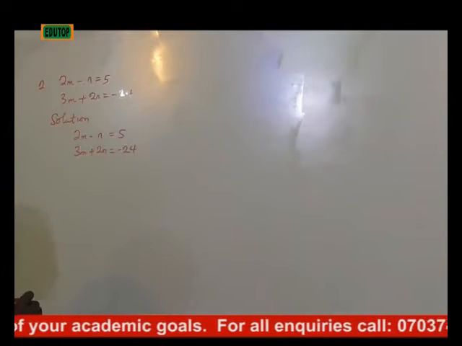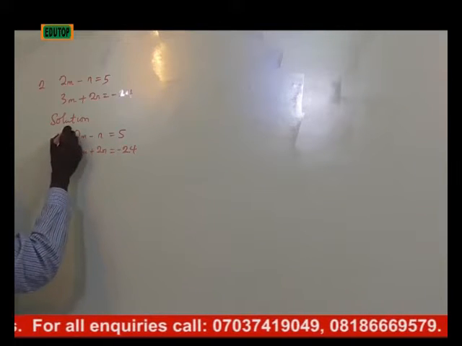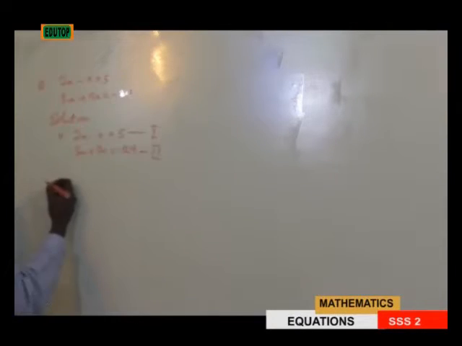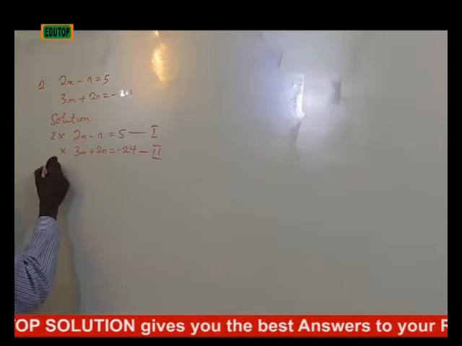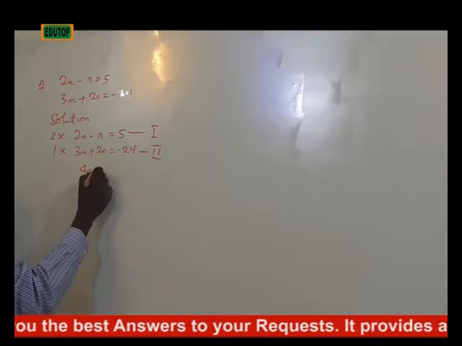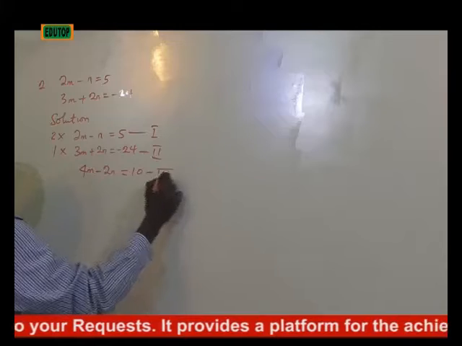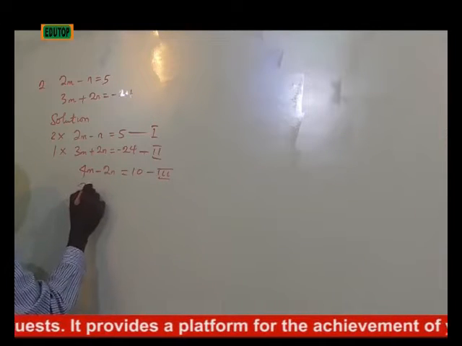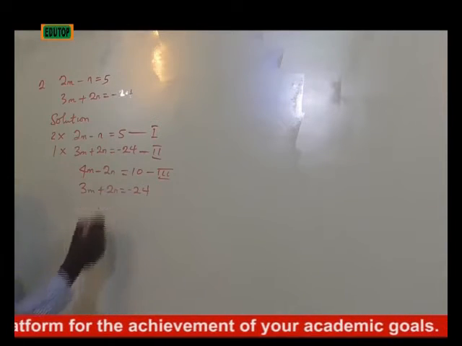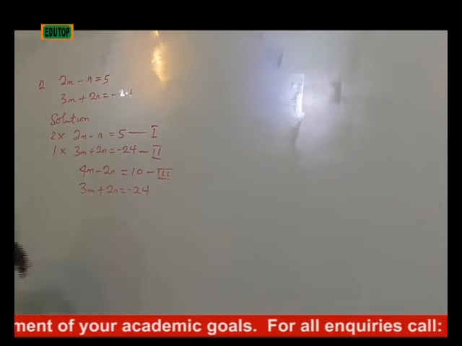Here, I want to eliminate my n first. And in doing that, I will multiply the equations. This is equation 1, and this is equation 2. I will multiply equation 1 by 2, and I will multiply equation 2 by 1. So if I multiply this by 2, I have 4m minus 2n equals 10. This becomes my equation 3. Then I multiply this by 1, so it still remains the same. And now I've been able to equalize the coefficient of my n.